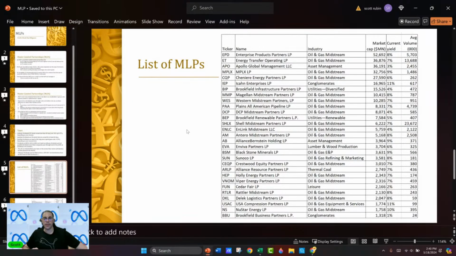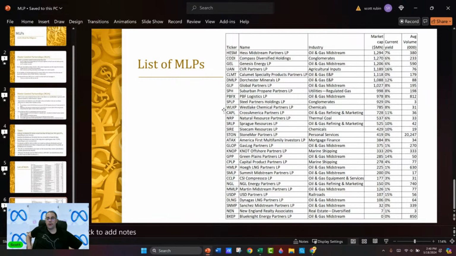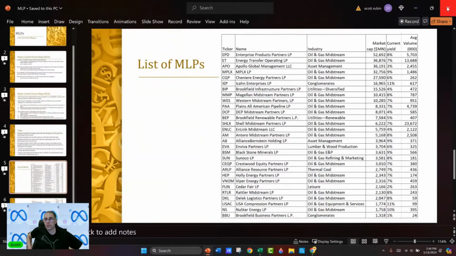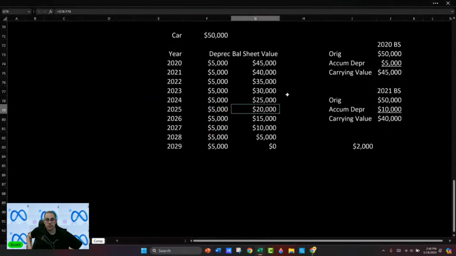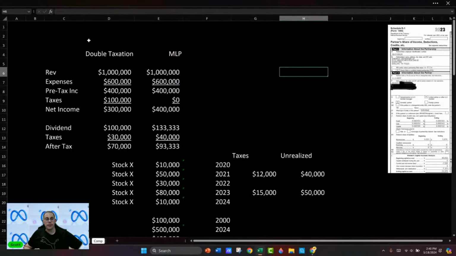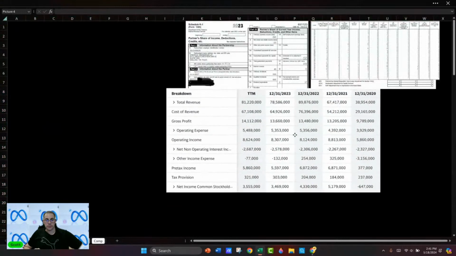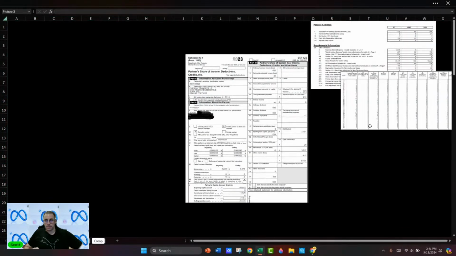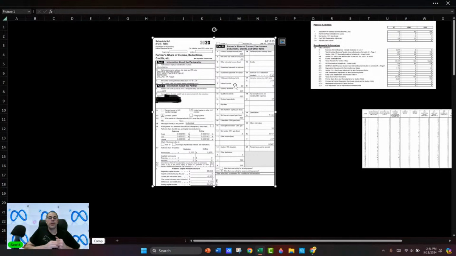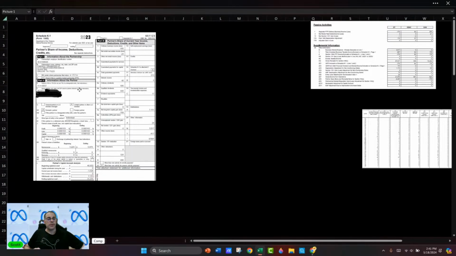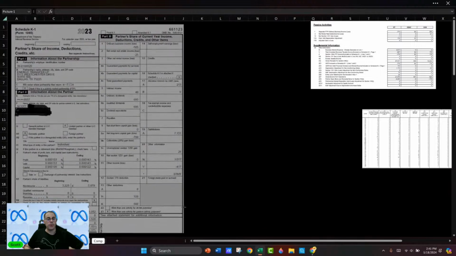And here's a list of the MLPs. The biggest MLP is EPD, Enterprise, then ET. And you can see it's a pretty long list. I think there's like 50 or so. So here's the K-1 I received from ET. This is how much I earned in 2023.